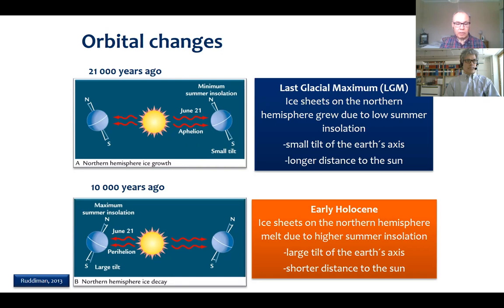11,000 years later, we had the opposite conditions in the Northern Hemisphere. We were close to the sun, at the closest position, perihelion, and the tilt was also at the maximum position. So we had a large tilt and a relatively close position to the sun. That was the early Holocene. Then we had a rapid melting of the ice sheets in the Northern Hemisphere due to this higher summer insolation, due to the large tilt of the Earth's axis and a shorter distance to the sun.